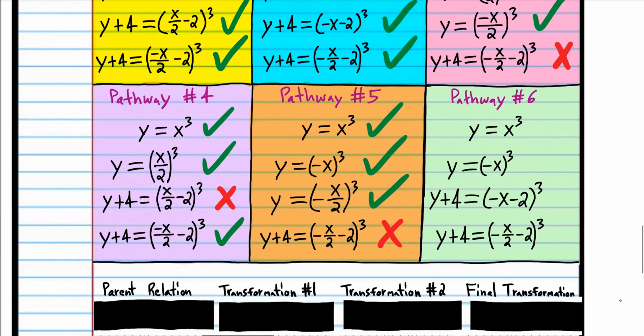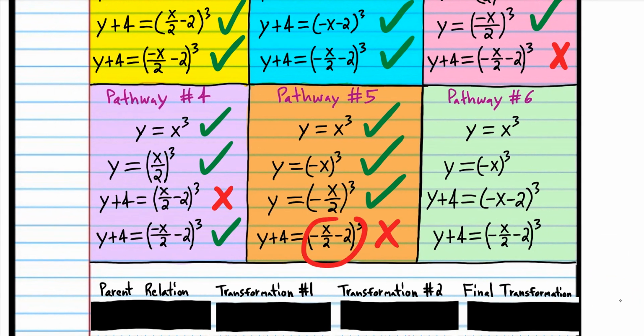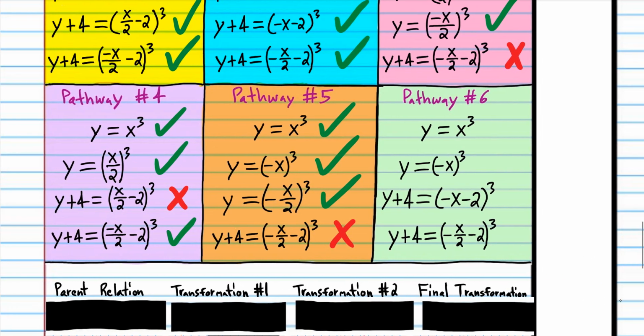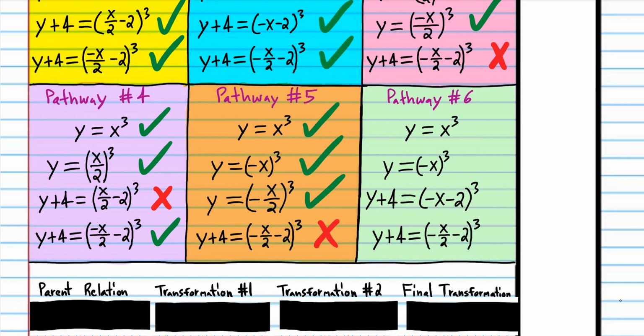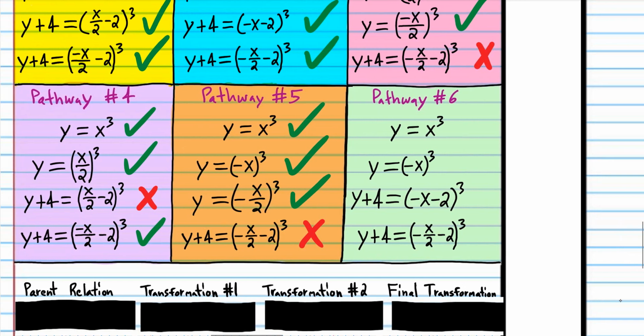Now again, we could modify the expression so that we could figure out what exactly it is telling us to do, but that'd be kind of complicated. So we're not going to use pathway number 5. Let's try pathway number 6. We're going to write the parent equation, replace x with negative x. That tells us to reflect across the y-axis.